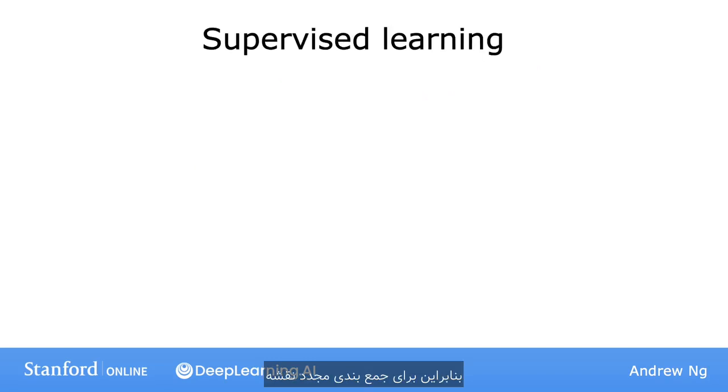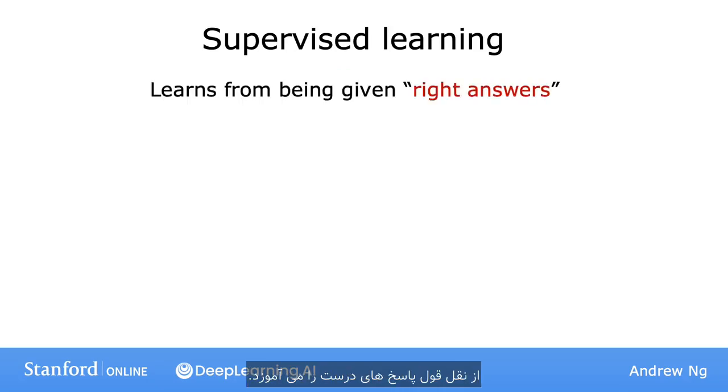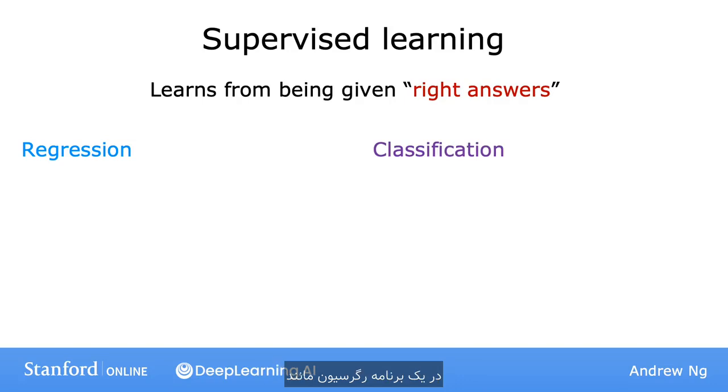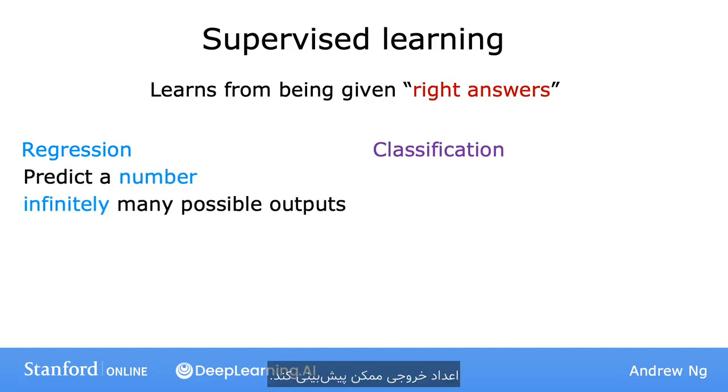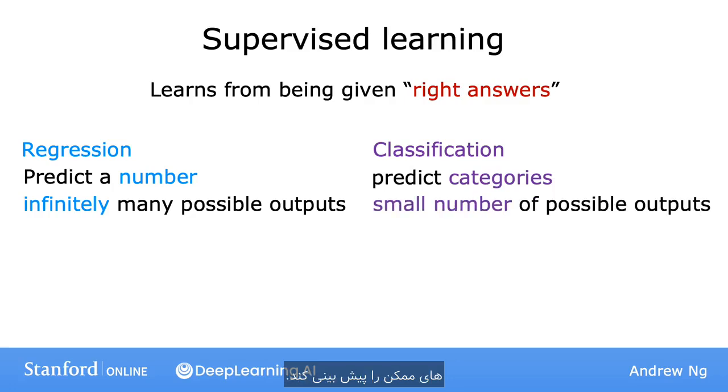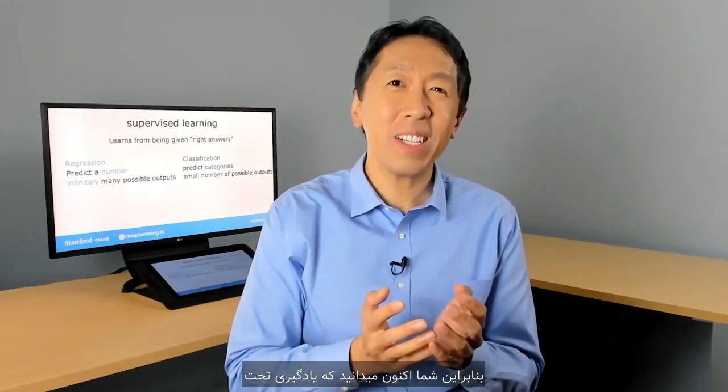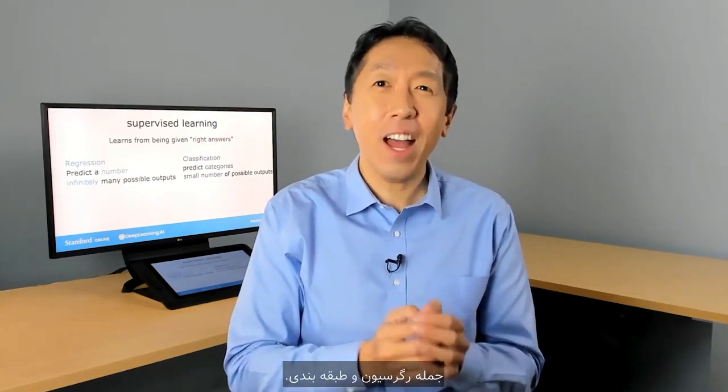So, to recap, supervised learning maps input X to output Y, where the learning algorithm learns from the quote, right answers. The two major types of supervised learning are regression and classification. In a regression application, like predicting prices of houses, the learning algorithm has to predict numbers from infinitely many possible output numbers. Whereas in classification, the learning algorithm has to make a prediction of a category out of a small set of possible outputs. So you now know what is supervised learning, including both regression and classification.